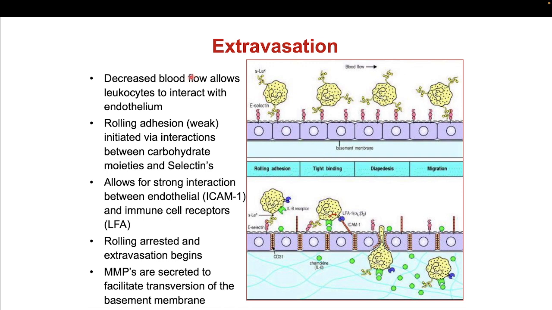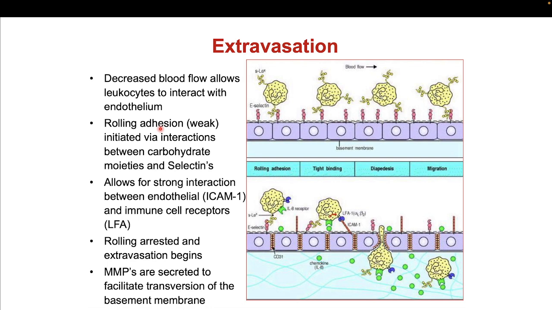Now let's take the example of this neutrophil. It has to cross this endothelial layer. For this to happen, the blood flow first has to decrease. If the blood keeps moving at a very fast rate, your cells will not be able to interact with the membrane cells, and they won't be able to pass. So first of all your blood flow decreases. After that, something known as rolling adhesion occurs.